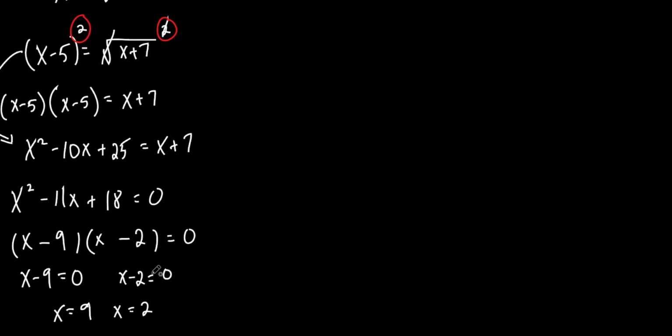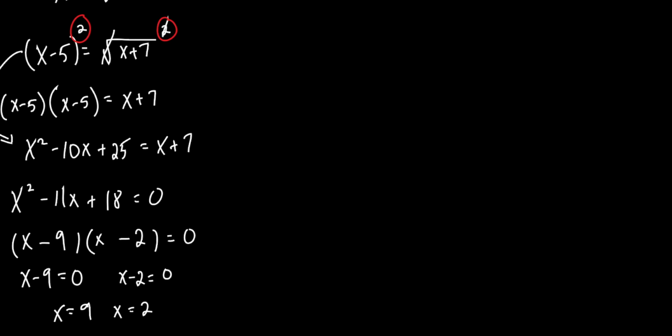But there's always a chance. This doesn't always happen, but there's always a chance that one of these numbers does not work. One of these numbers is invalid, or they use the word extraneous, meaning it's an answer that doesn't work. So what are you going to do? How do I know which one works, which one doesn't? Or maybe they both work, or maybe they both don't work. How do I find out? How do I check? I plug it in.